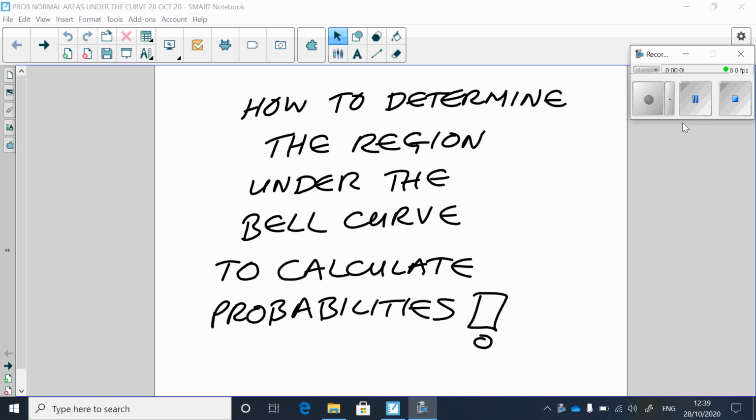Hi there, this is just going to be a very quick explanation on how to determine the regions that represent your probabilities under the bell curve. So I'm just going to go through different scenarios here.